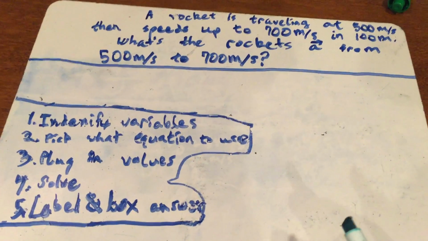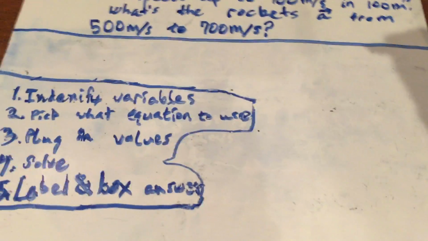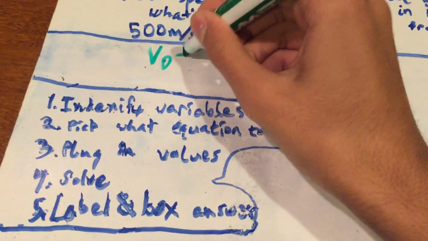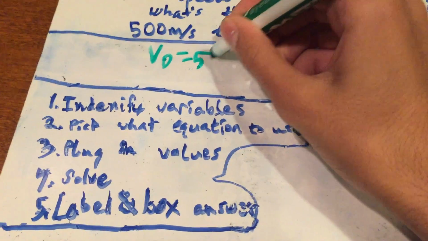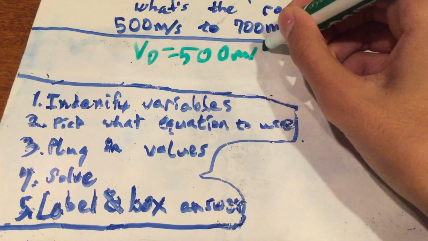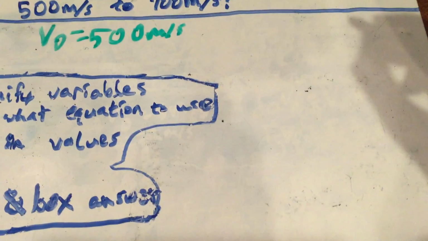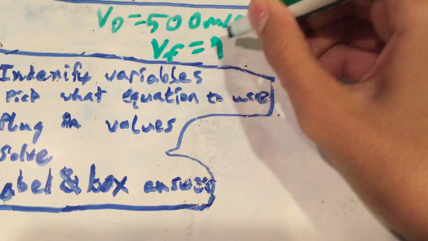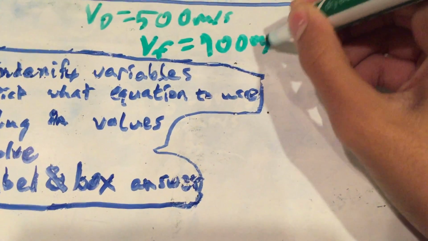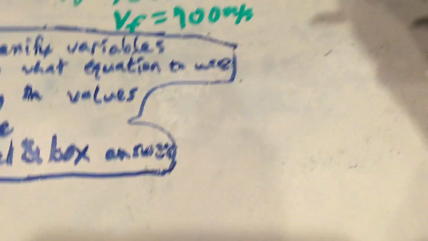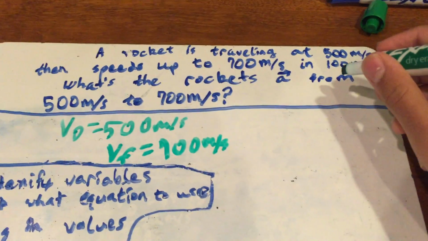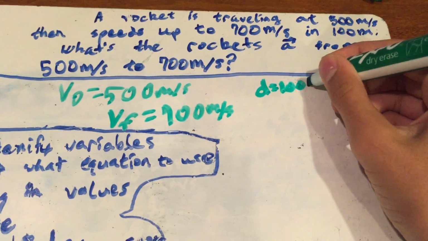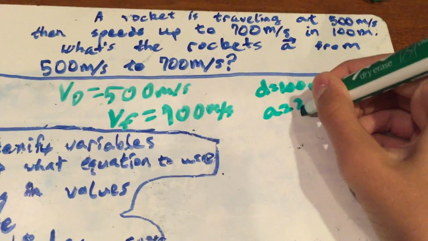So what we always do is identify the variables. It's traveling at 500 meters per second, so that'd be our original velocity. And then it speeds up to 700 meters per second. That would be our final velocity. And then it gives you distance, which is pretty obvious right there with 100 meters. And it's asking for acceleration. You don't know time.